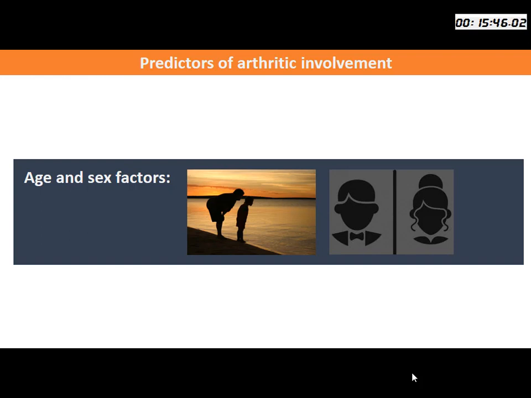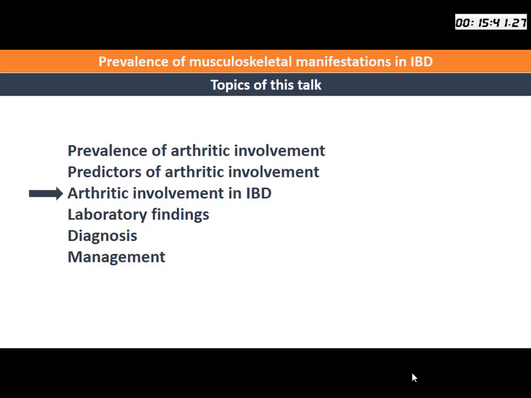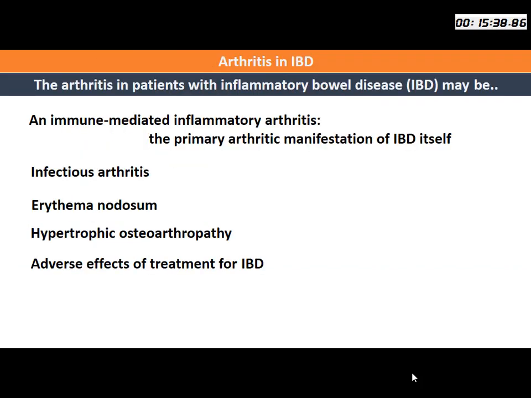Age and sex factors: adults and children, males and females are equally affected. The arthritic involvement can be immune-mediated. Typically, if we speak of IBD with arthritis, we are mostly thinking of the autoimmune arthritic element. This is the most prevalent. But there are other features, like infectious arthritis, arthritis as part of erythema nodosum, HPO, or an adverse effect of treatment for IBD, like steroids.